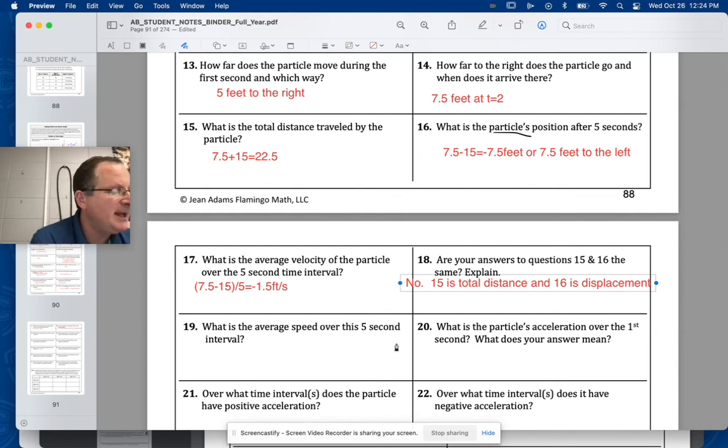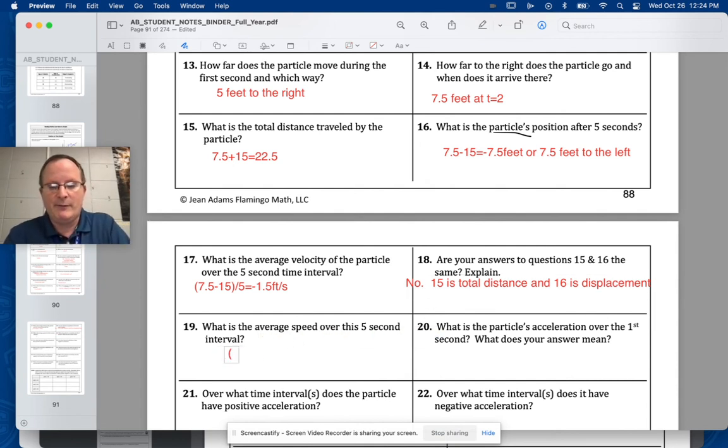Okay. Well, the average speed is going to be your total distance where there's nothing negative, right? So this is going to be different. So for 17, average velocity, negatives count, but for average speed, negatives don't count. Okay. So this one looks a little different. So this one's going to be 7.5 plus the 15. Just how far did you travel, odometer reading, divided by 5? And this will be a positive thing because speed is always positive, and I think it ends up being 4.5 feet per second. Okay, not considering any left or right movement, just how fast were you going speed-wise.